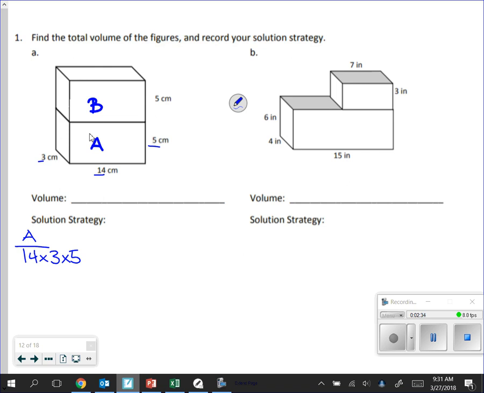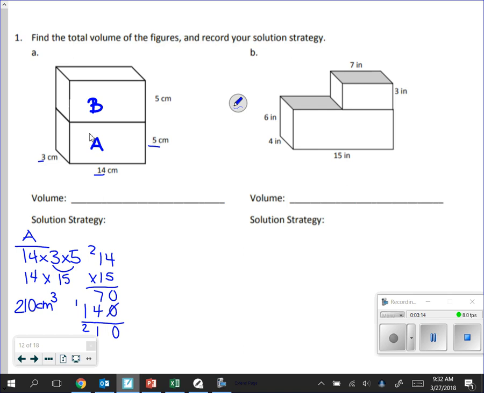So I'm going to go ahead, you don't have to multiply it this way, but this is the way that I did it. So 3 times 5 is 15. So then I did 14 times 15. Now, I can't do that in my head. So off to the side, I did 14 times 15. So that's 20, 70, add a row, add a 0. And 14. And I got 210 centimeters cubed for shape A.